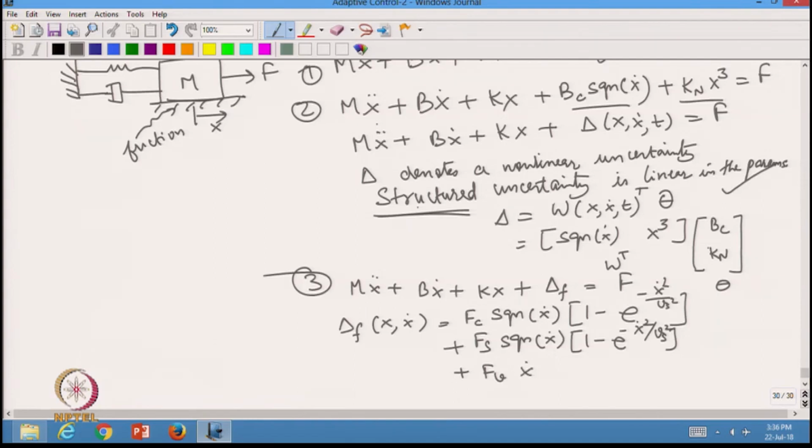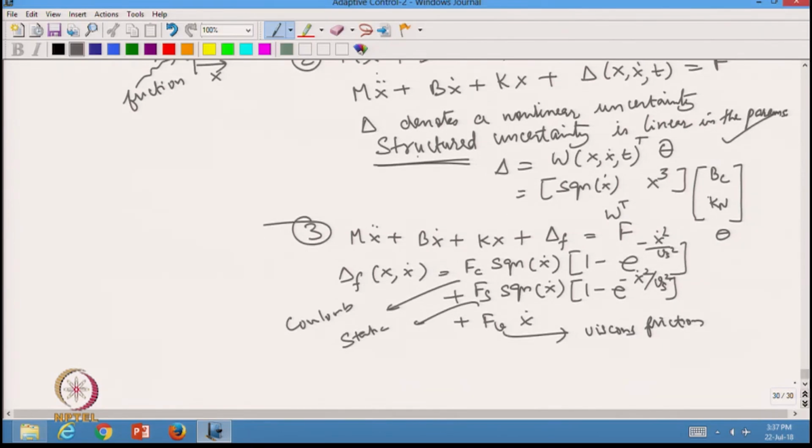Okay. So, the first term represents the Coulomb friction. This term represents the static friction, and this term represents the viscous friction. So, we have 4 unknown constants here, f c, f s, f v and V s. V s is a Stribeck parameter. So, all these unknown constants are present in this model of friction, but can we separate out these unknown constants from these known terms in a linear way? The answer to that question is no.